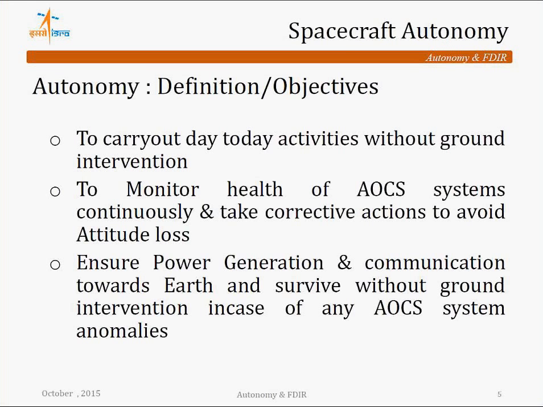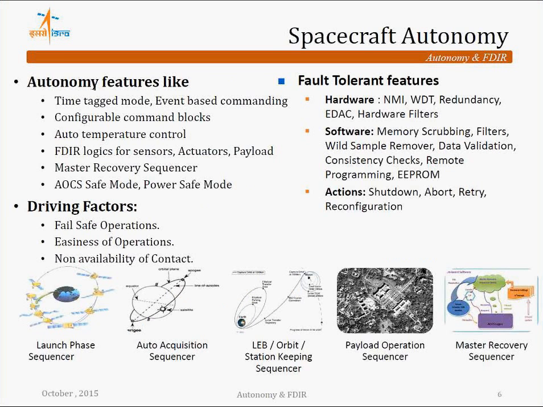This objective, like day-to-day activity without ground intervention. And then basically here AOCS system I put basically that is the main entity I put, otherwise most of the subsystems are included here. And take action on attitude loss. Ensure detection, communication, these are the basic entity of our autonomy. Now if I categorize all those things, like features if I take, like time type operation, like event based commanding, configure command block, temperature control, FDA logic for sensor, accelerator, payload, and like mass recovery sequence for AOCS safe mode, power safe mode, these are the major controls.